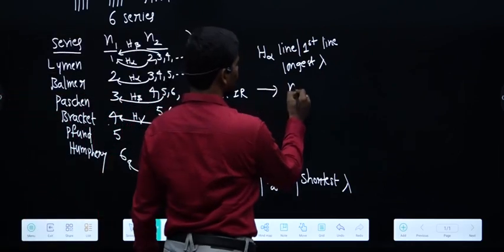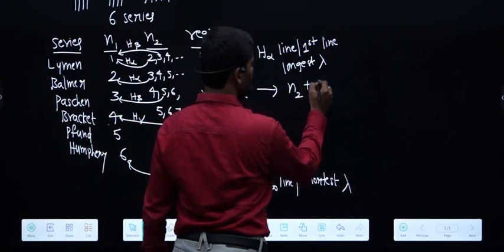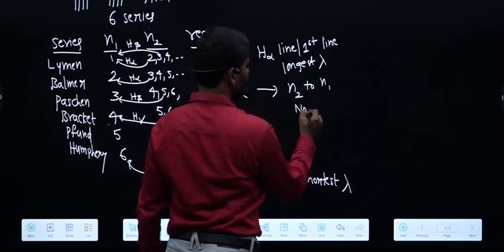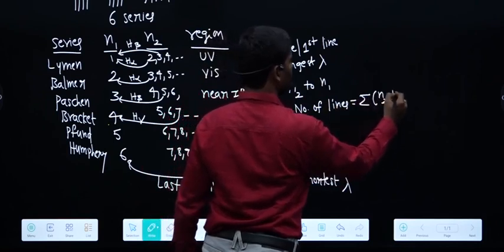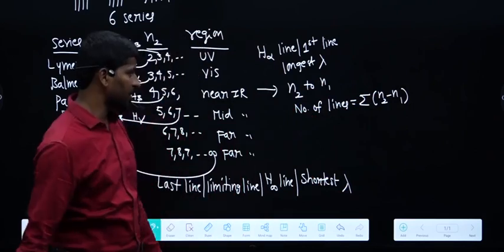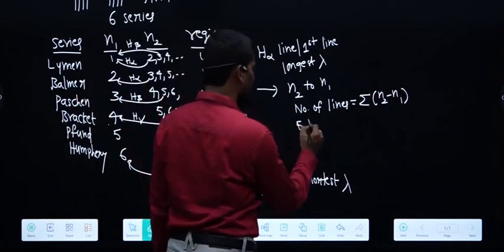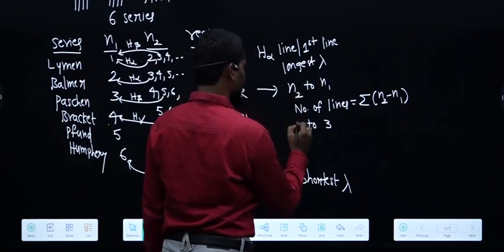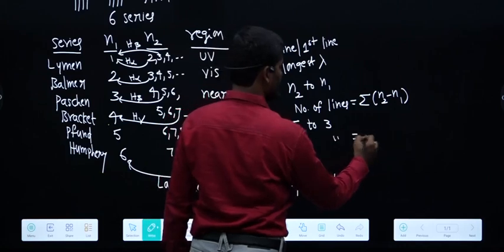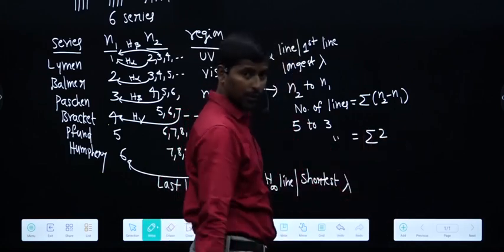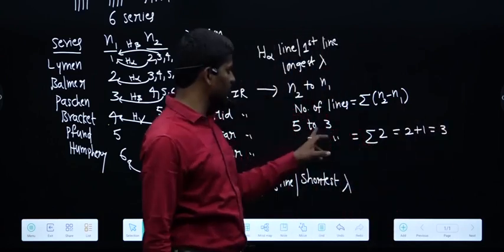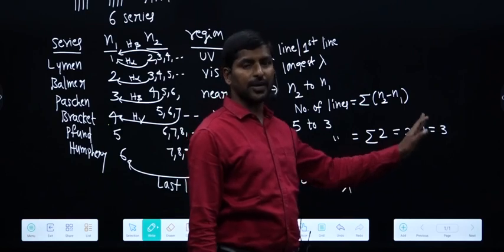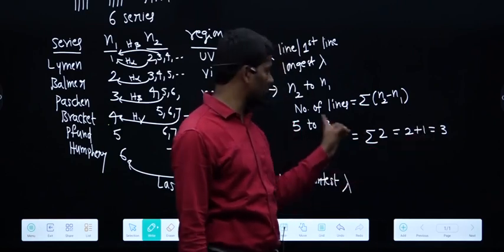Next, if the transition is occurring from N2 level to N1 level, what about the number of lines obtained? The expression for the number of lines obtained is summation of N2 minus N1. For example, 5th level to 3rd level the transition is occurring. So the number of lines is summation of 5 minus 3, that is 2. So we have to expand like this: 2 plus 1, 3. For example, 6 to 3, summation 3 we will get, 3 plus 2 plus 1, 6 lines we will get.